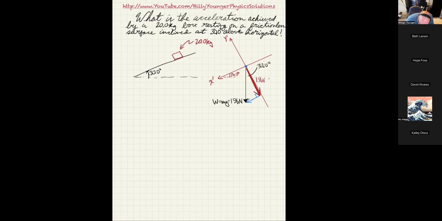So this one's going to be 196 newtons times the cosine of 30.0 degrees, which gives me 170 newtons. This side down here is 196 newtons times the sine of 30.0 degrees, which is 196 times sine 30, which is 98.